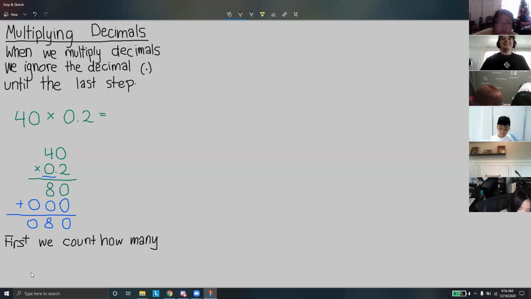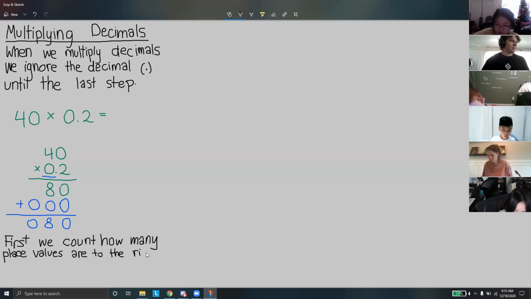You could say digits. It's probably better to say place values, though. How many place values are to the right of the decimal in our question? So that might sound like a mouthful, but it's not too bad. We're going to do it right now.